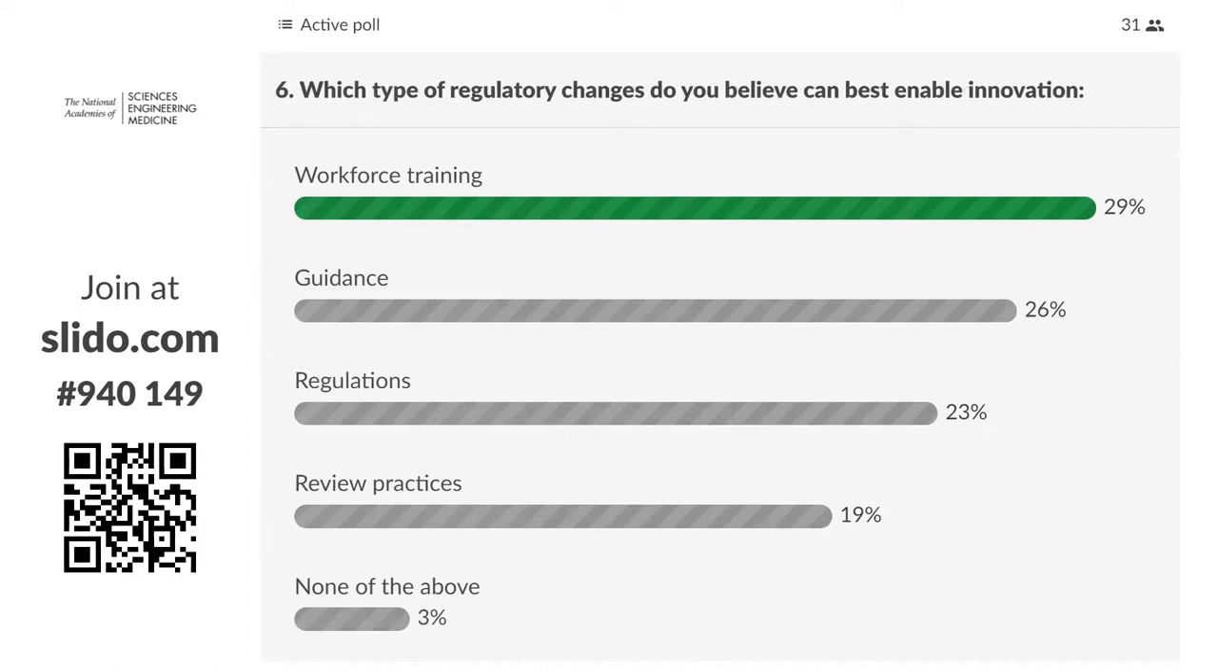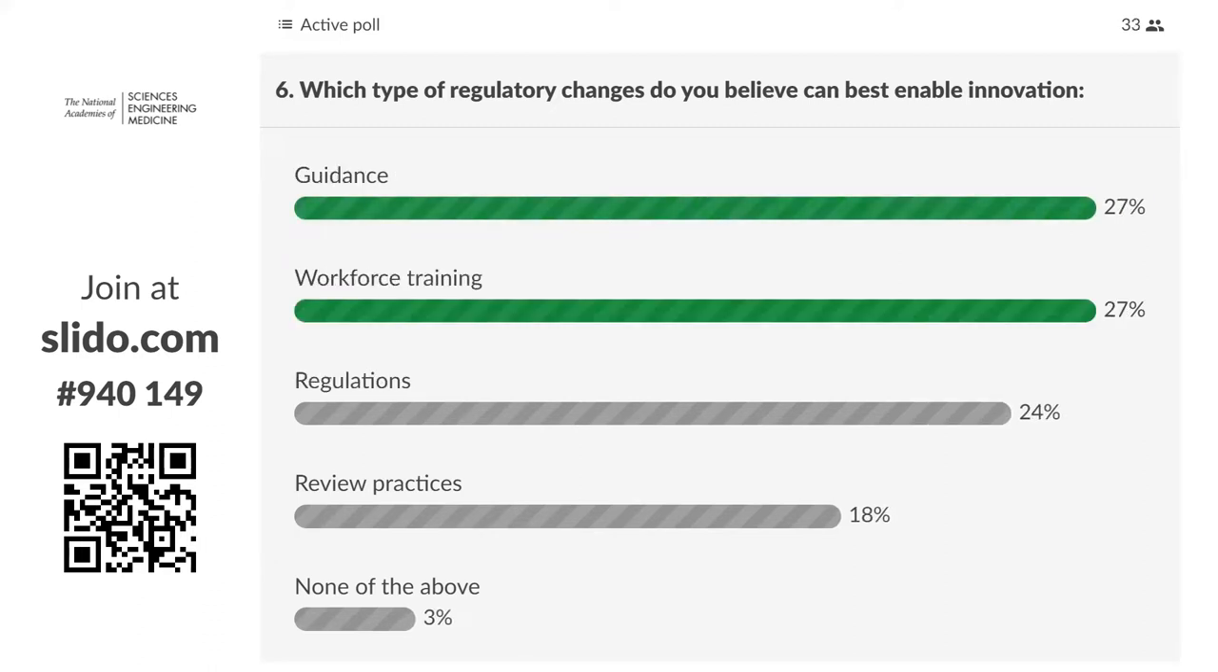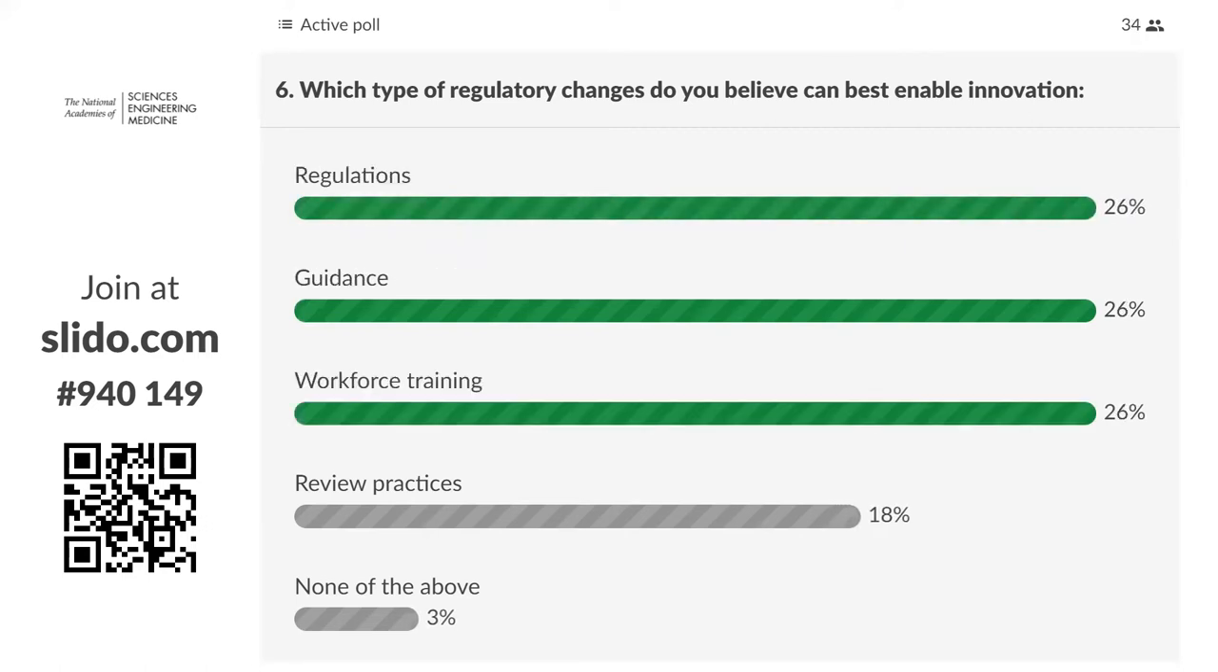Which type of regulatory changes do you believe can best enable innovation? Right. It's interesting that workforce training currently seems to be more significant, slightly. Well, I guess we don't know what the error bar is, but that's moving as we speak. Guidance and regulations and workforce training. Really, it looks like a pretty decent split on all of the above. If we can move to question number seven.